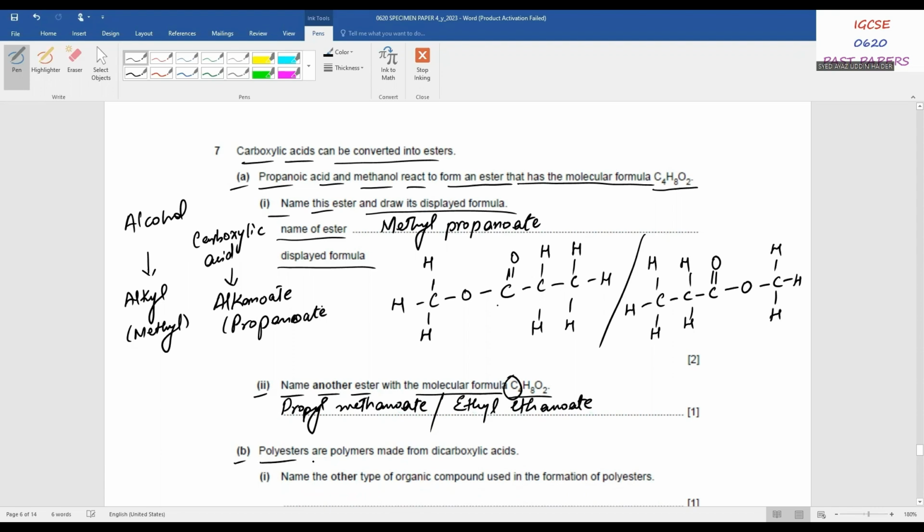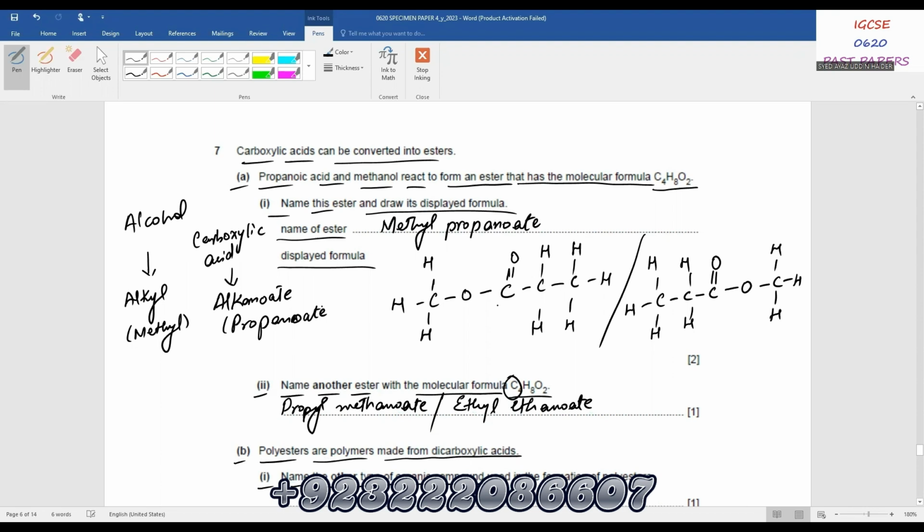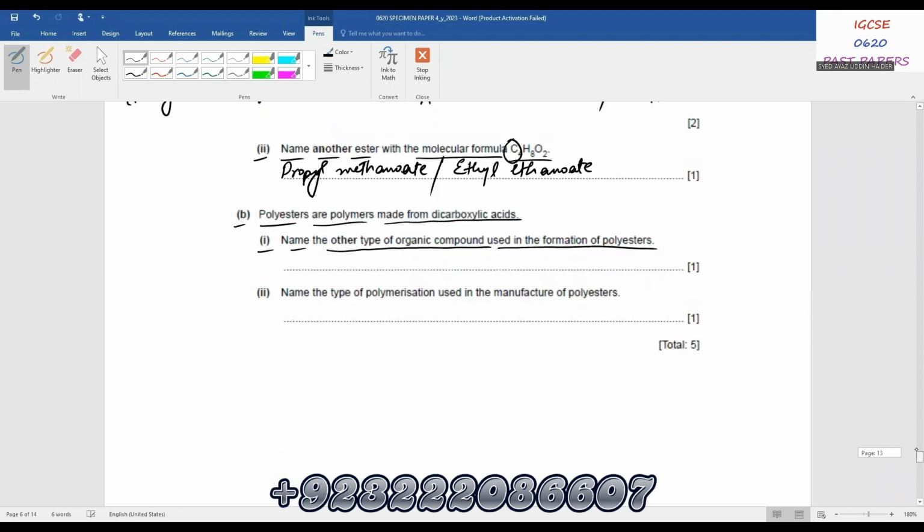Part B, polyesters are polymers made from dicarboxylic acids. Name the other type of organic compound used in the formation of polyesters. Diol. Number 2, name the type of polymerization used in the manufacturing of polyesters. Simply condensation.